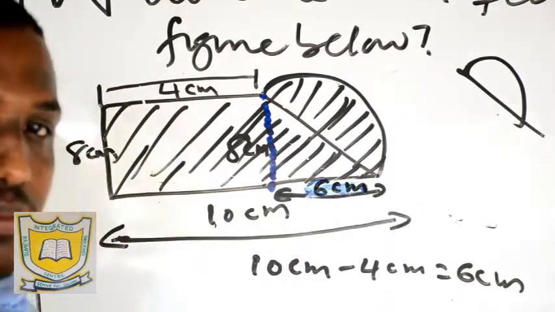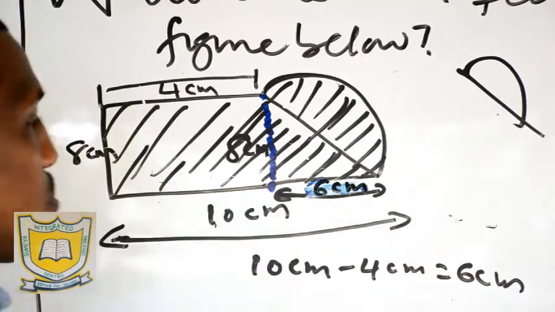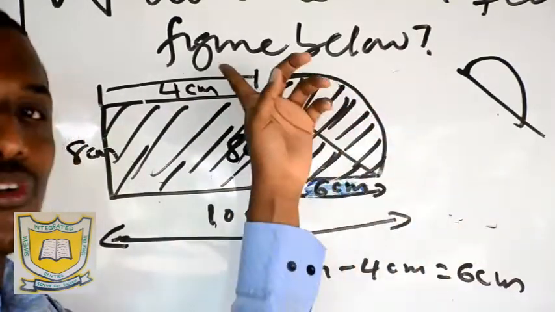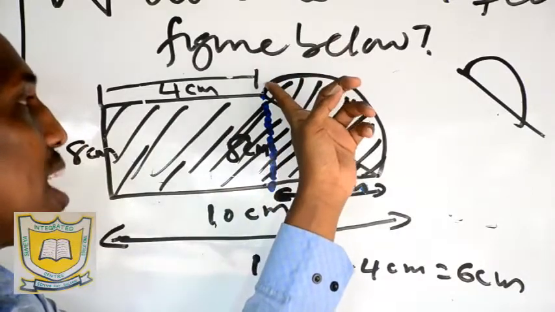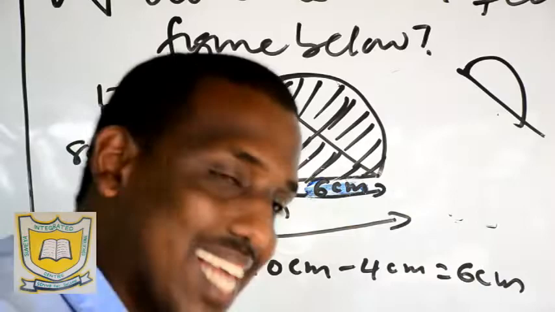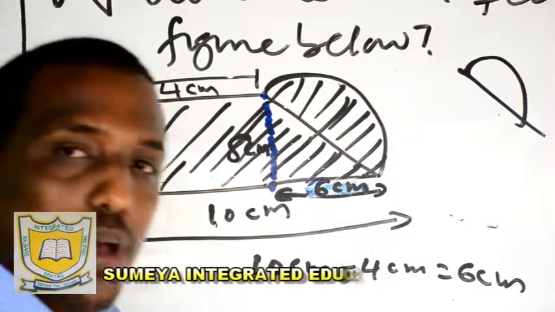So here is 6 centimeter now. Where is it from? 10 minus 4, it's 6. Now we want to get the hypotenuse of this right angle triangle. That will be the diameter of that semicircle. Now we use Pythagoras theorem.